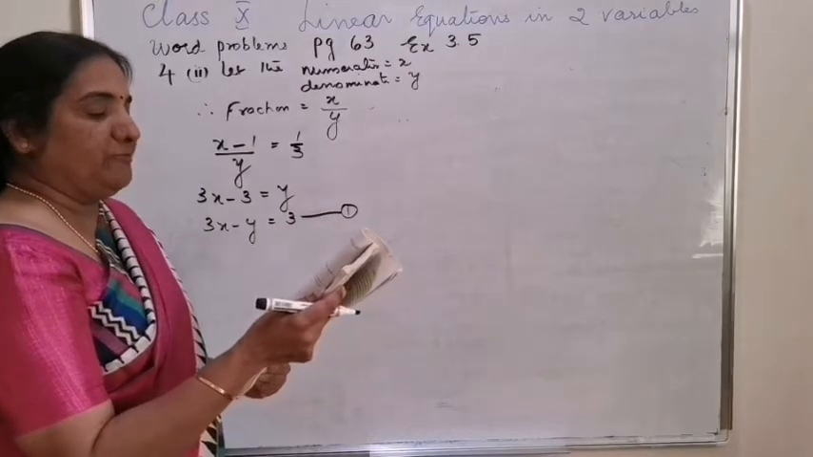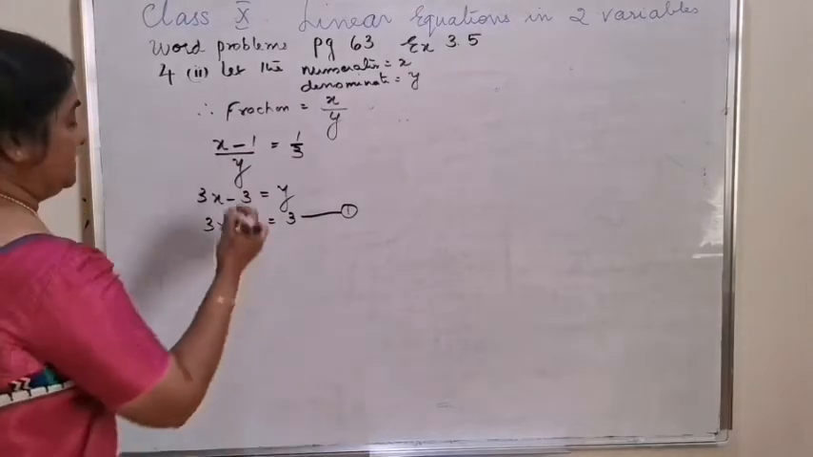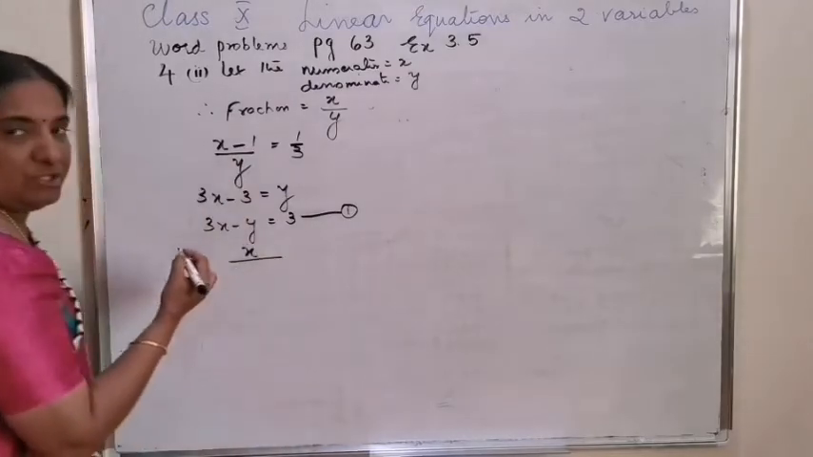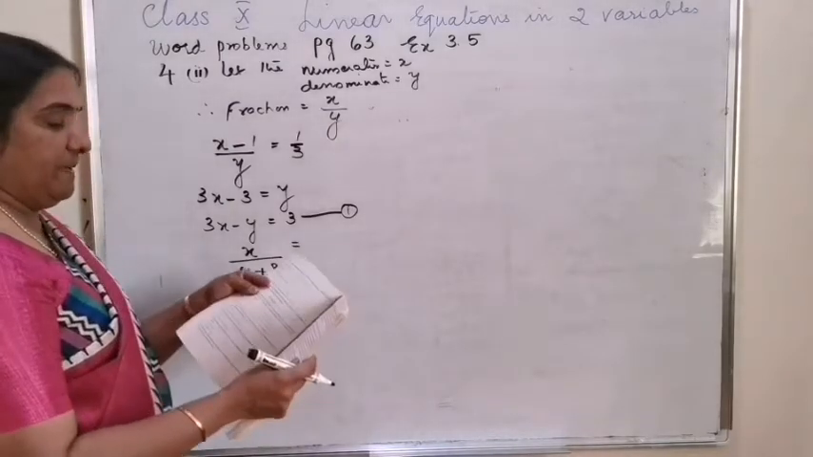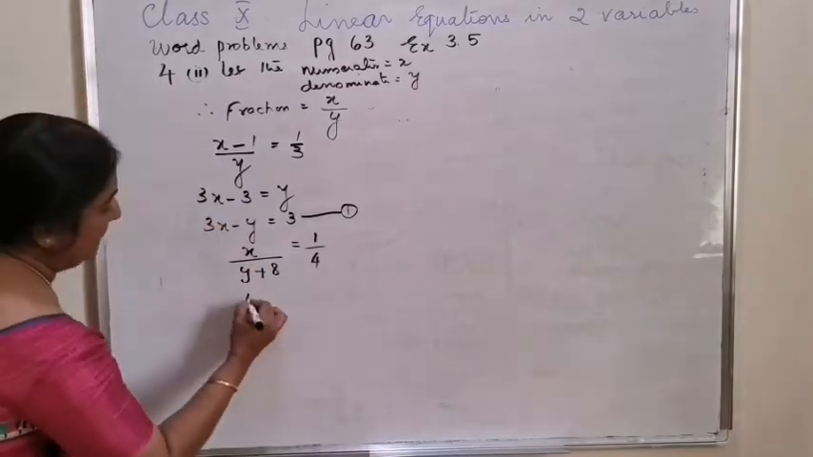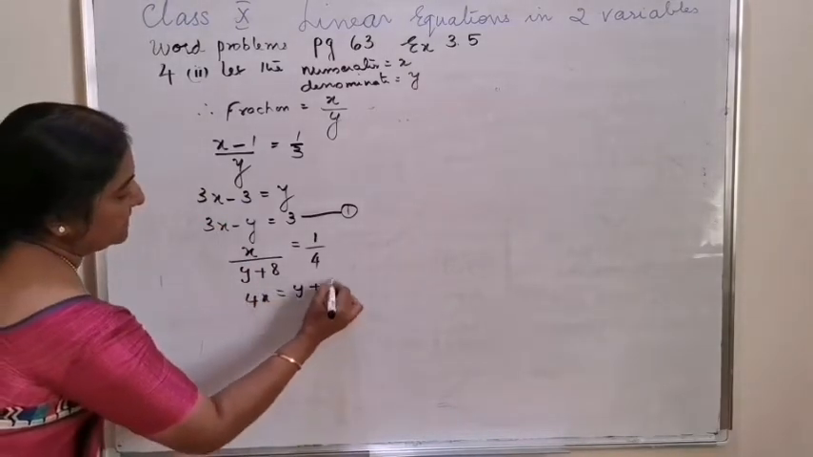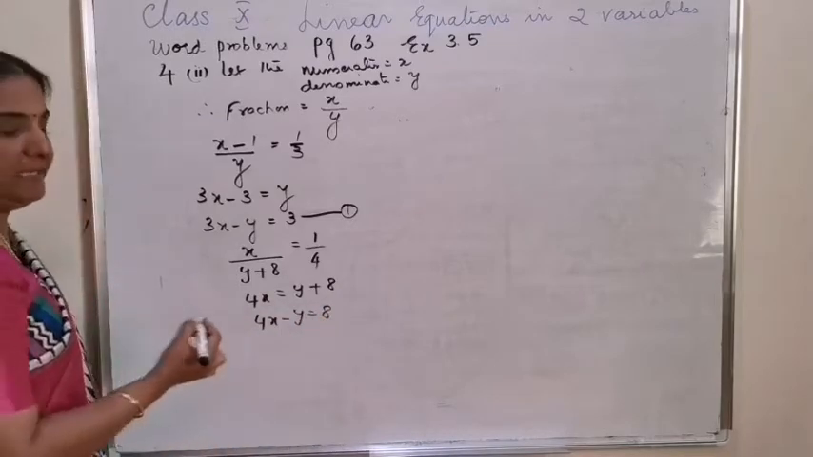It becomes 1 by 4 when 8 is added to the denominator. That means numerator no change. When 8 is added to the denominator, it becomes 1 by 4. When you cross multiply, 4x is equal to y plus 8. 4x minus y is equal to 8.